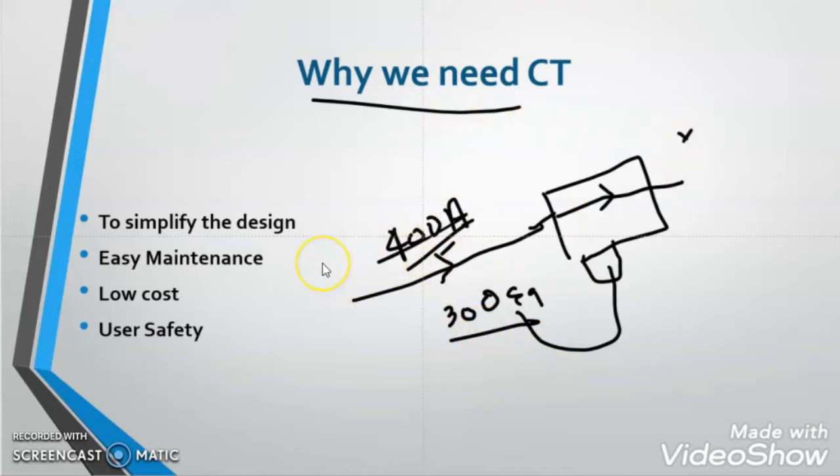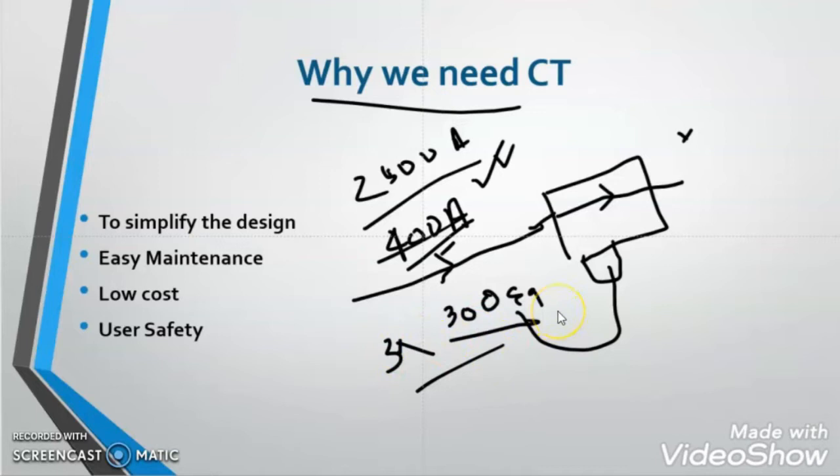Suppose the current is not 400 ampere but 2500 ampere. Then the insulation provided in this ammeter will be more complicated, and the slot to terminate the cables carrying 2500 ampere will be more complicated. The ammeter will be very big and very complicated in design. Why? Because this ammeter has to carry 2500 ampere and be terminated with 3 or 4 cables of 300 square mm size.